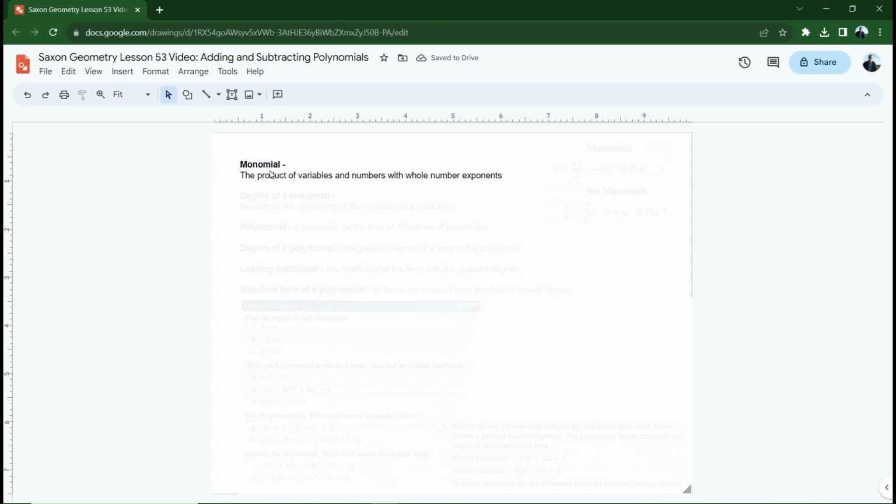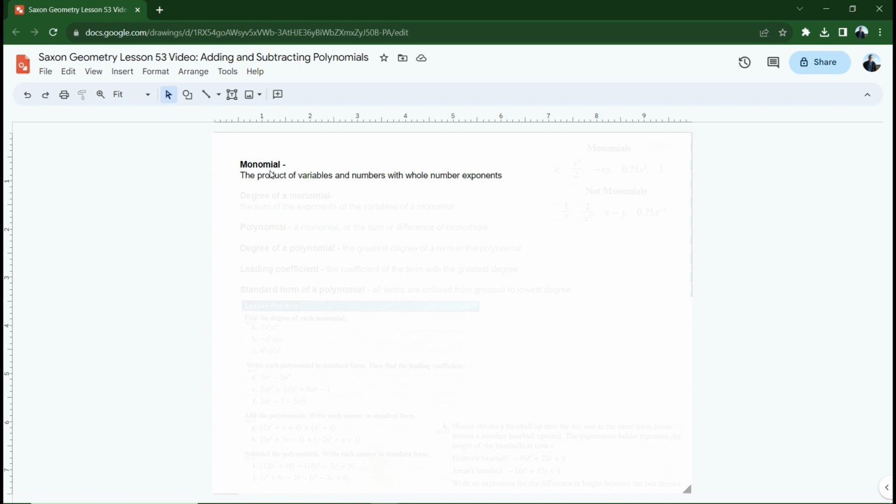Remember earlier in the year, we talked about terms and how different expressions were made up of different terms that were added and subtracted. Well, for the most part, a polynomial is a term. Now, that's a little bit of a simplification. There are some terms that we would consider terms, but not monomials or polynomials, okay? But if you think of the terms that are separated by plus and minus, that's really going to help you understand what a monomial and what a polynomial are.